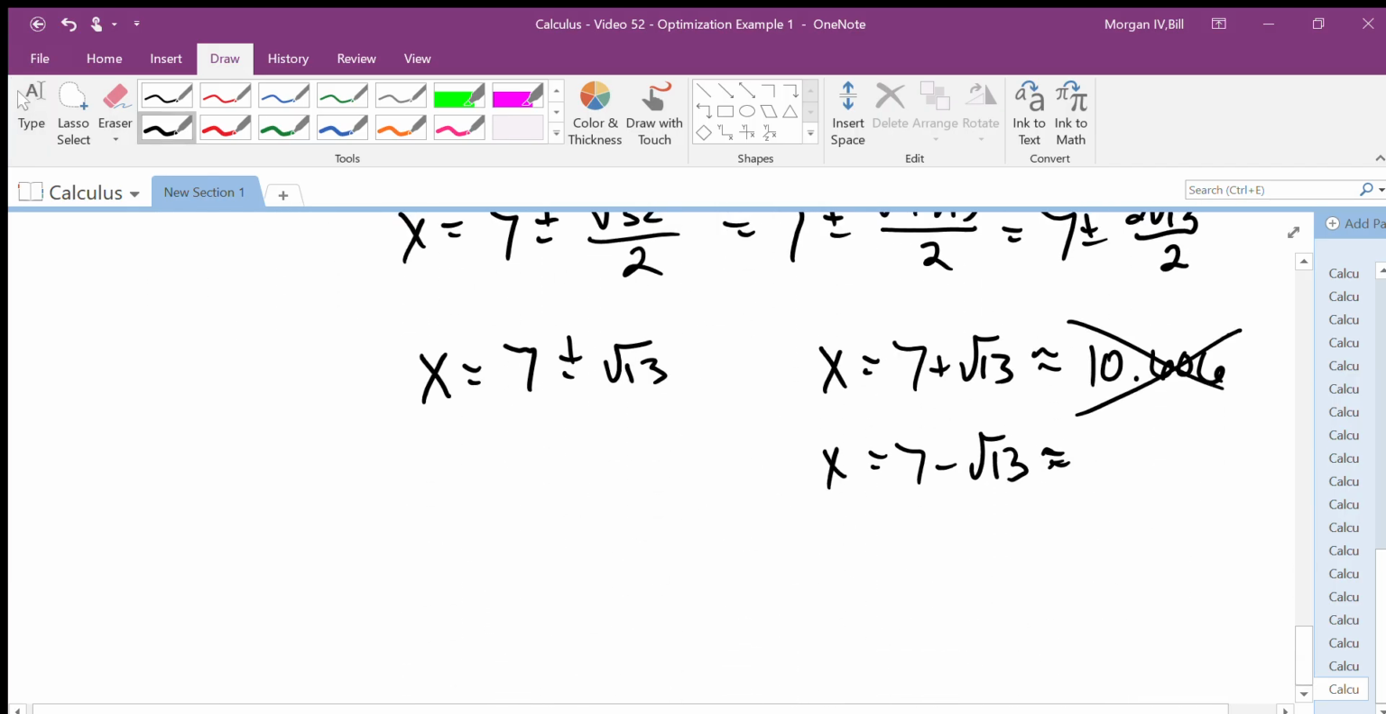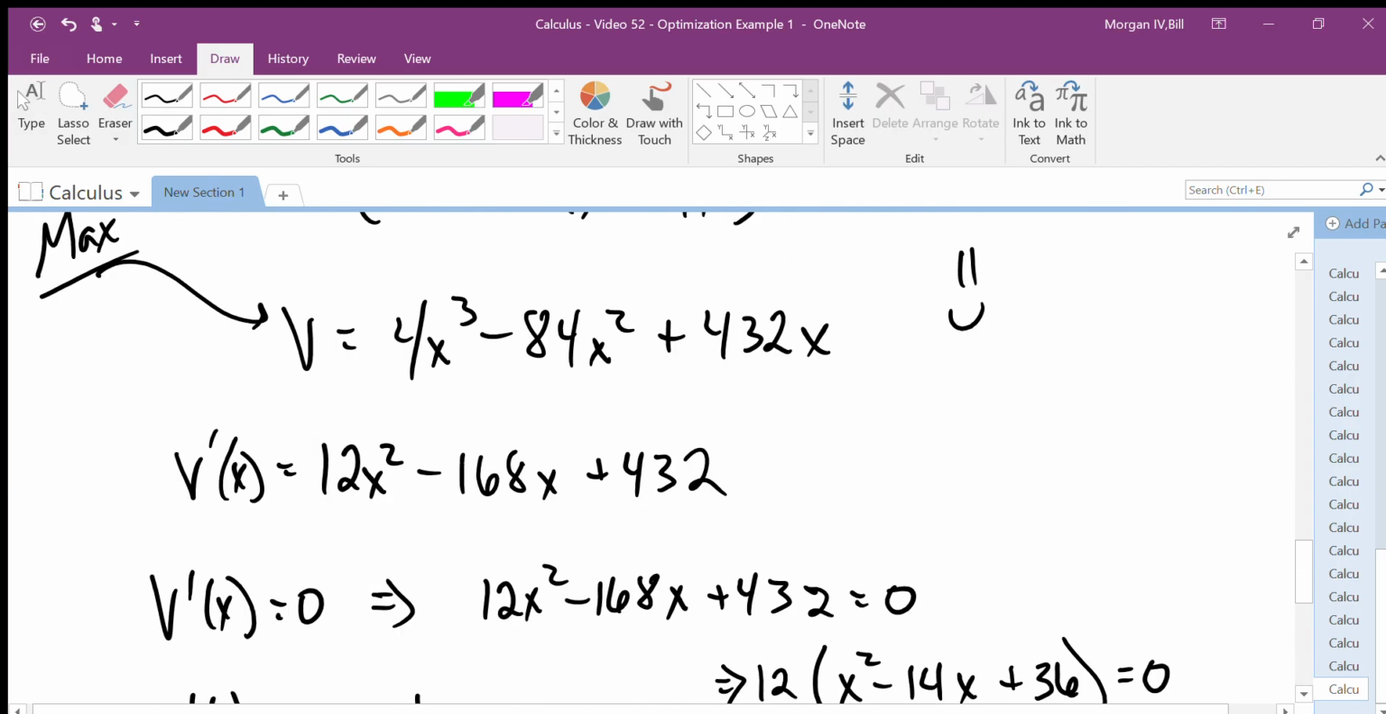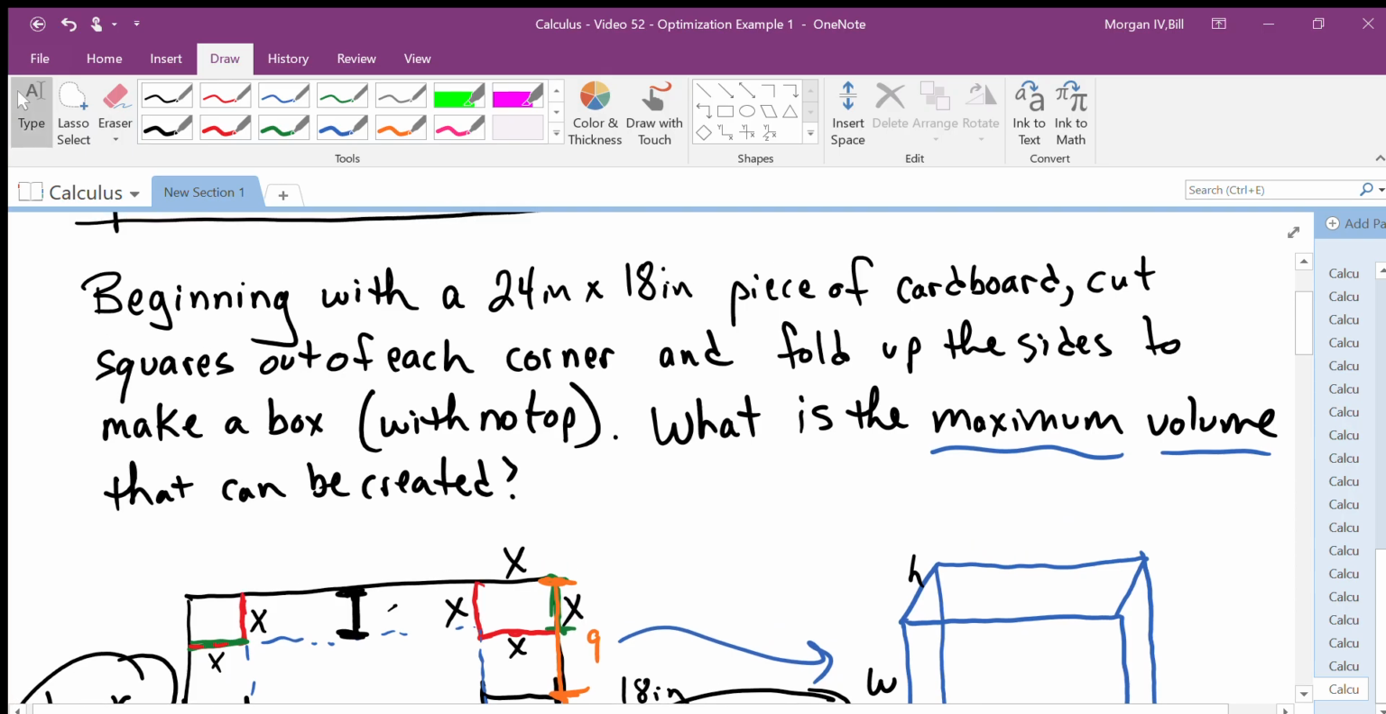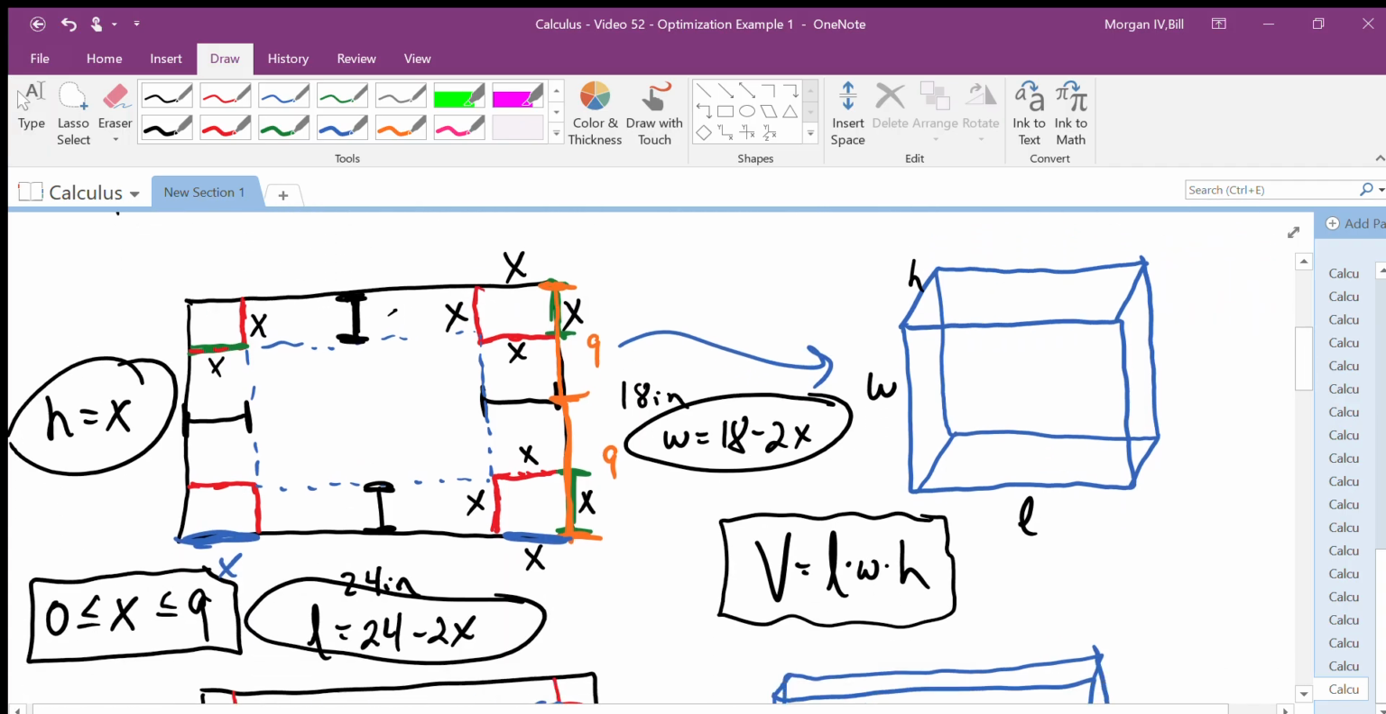Now let's do 7 minus the square root of 13. 3.394, 3.39 will probably be good enough. So this is the value of x that will maximize the volume of the box. However, I think we were in inches here, if I'm not mistaken. That's not what the question asked. It wasn't what is the value of x, it was what is the maximum volume. So we need to go back and actually find the maximum volume.